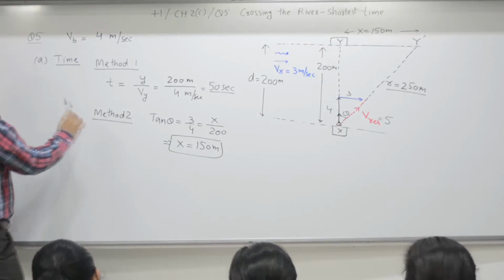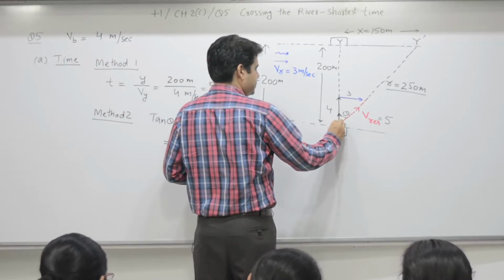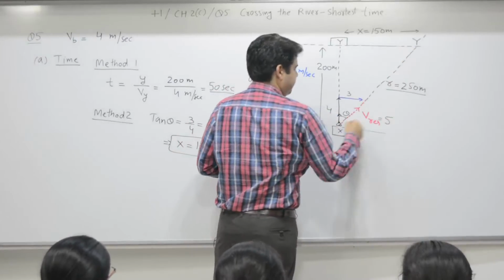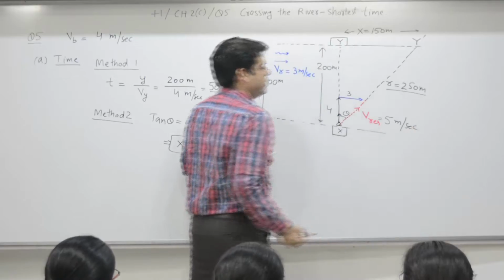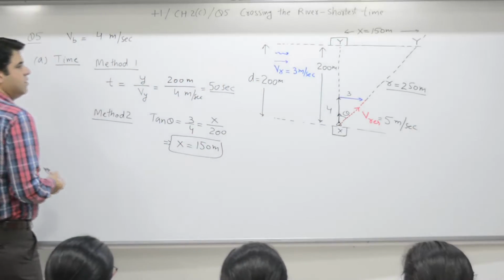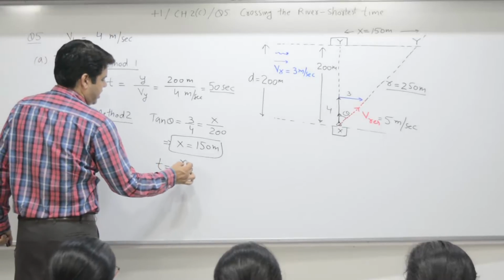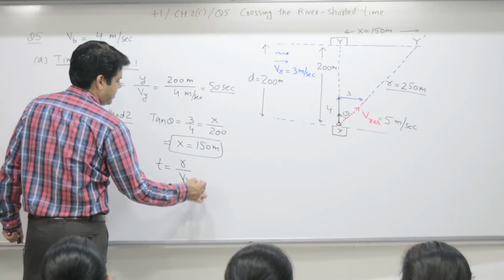So in method 2, a 10th class student will have a better absorption of this as the boat moves along this, with what speed? 5 meter per second. What is the distance to be covered? 250. So time is equal to what? Distance covered divided by V resultant.